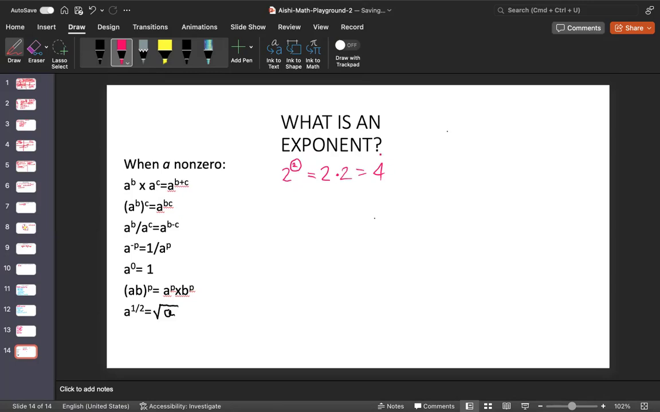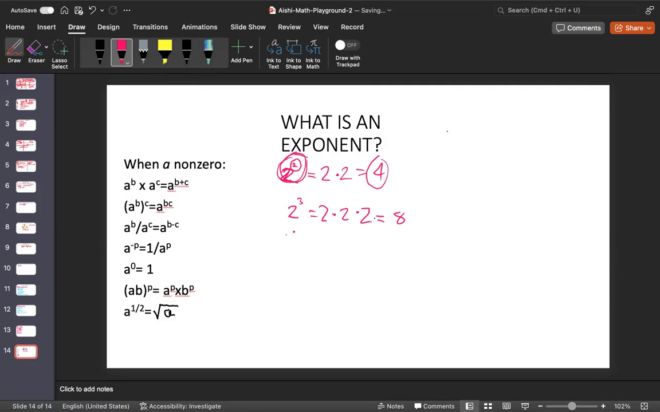And see how we use this? 4 is much bigger than 2. So we use this so that we can write bigger numbers in this tiny way. If we wanted to do 2 to the power of 3, we could read this as 2 to the power of 3, 2 cubed, or 2 to the third power. And now this would be 2 times 2 times 2, which is equal to 8.